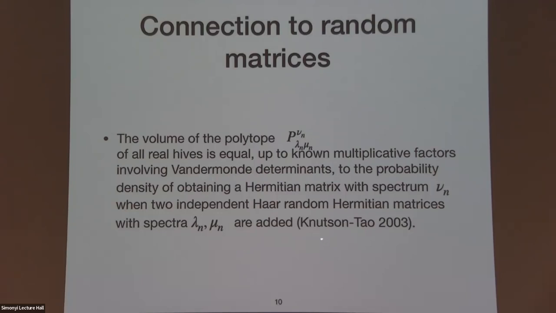And this was also due to the work of Knutson and Tao. When you have two matrices of given spectrum, you swing one of them by a unitary. That's right. The random and independent. Random matrices. Yeah.